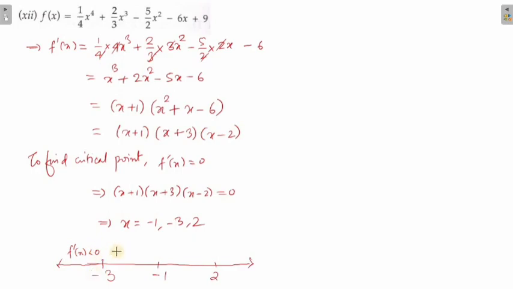Similarly, let's see what we get here. Choose any value, let's say -2. If you take -2, this becomes negative. This also becomes negative, but this becomes positive. So negative into negative is positive. Similarly, you will get f dash of x will be negative here, and here f dash of x will be positive.